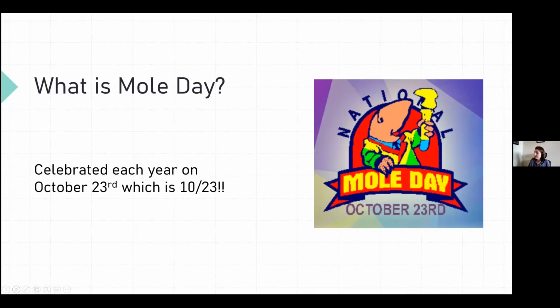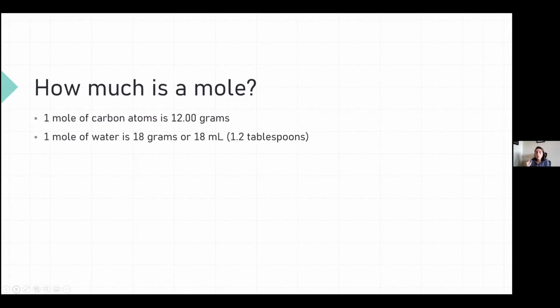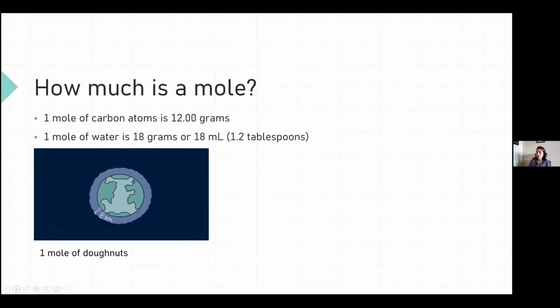Super fun. And I just wanted to do a couple fun facts about how much a mole is, because I think really big numbers are sometimes really hard to understand. We already said it's defined based on the number of carbon atoms in 12 grams of carbon. 1 mole of water is 18 grams or 18 milliliters, which is like 1.2 tablespoons. But if we're thinking about big things, 1 mole of donuts would cover the whole Earth about 5 miles deep.